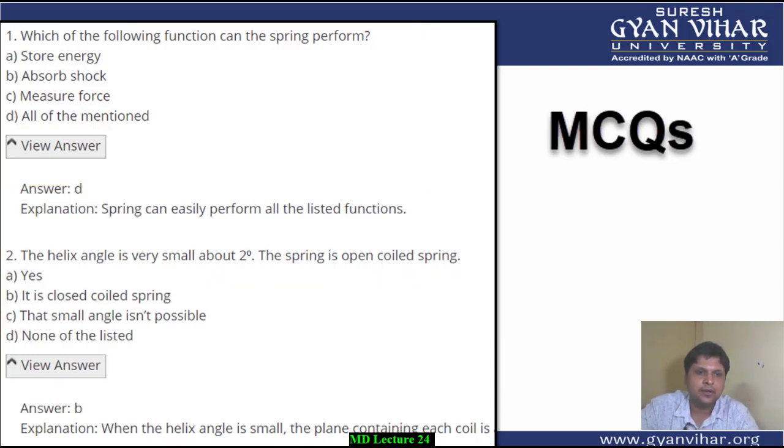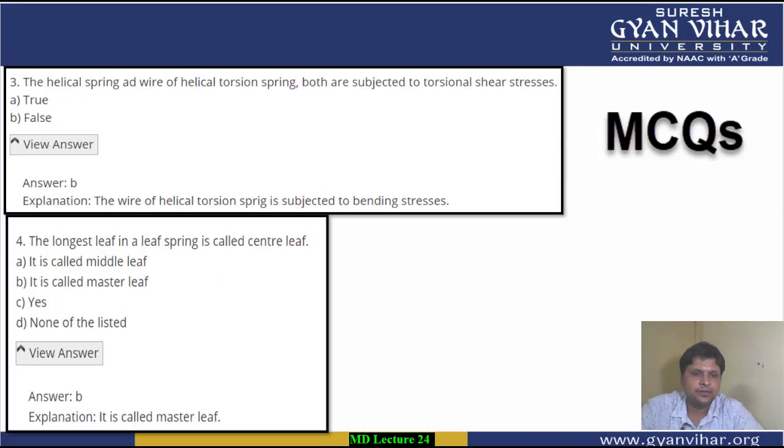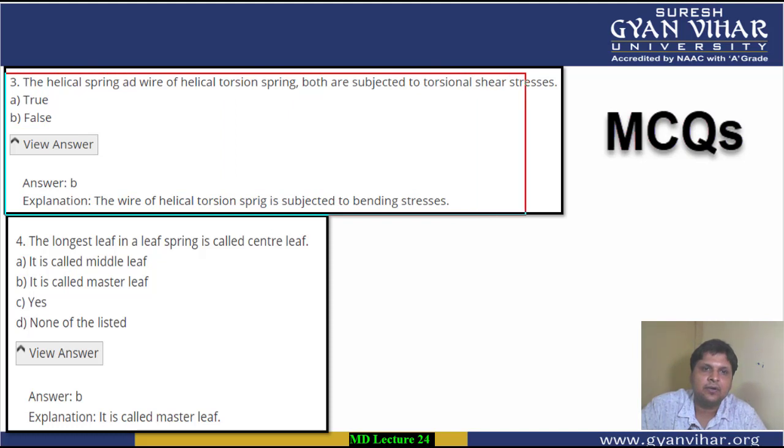Coming to multiple choice question number 3, what is the question saying? The helical spring wire and helical torsion spring wire are both subjected to torsional shear stresses. So this is not true. The wires of helical torsion spring are subjected to bending stresses. Here in the case of torsional springs, they are subjected to bending stresses. So B is a false statement. Option B is the correct one.